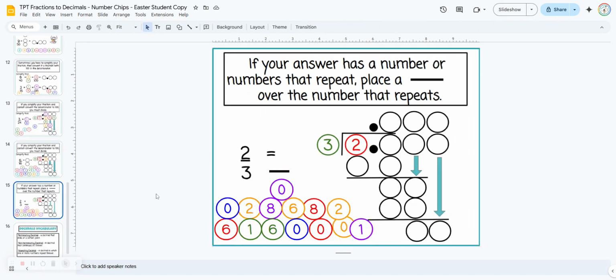Now when we get to slide 15, we're going to end up with a repeating decimal. So it's just going to be 6 that repeats. So they've got this movable bar here. Students need to place it above the 6 to show that it repeats, and then fill in the other numbers.